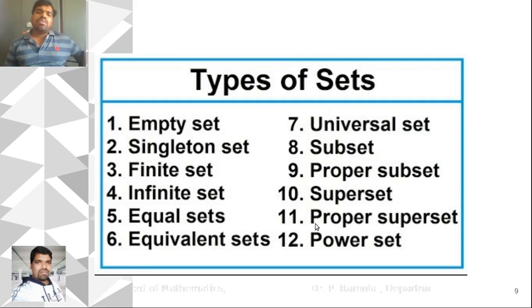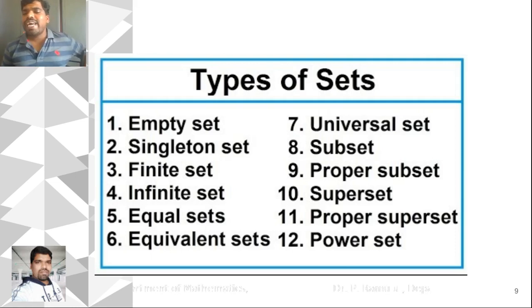Power set. Suppose S is equal to {1, 2, 3, 4, 5}. The set of all subsets of S is called the power set. Take a simple example: suppose S is equal to {1, 2} only. What is the power set of S? The power set of S, denoted P(S), is equal to the empty set, singleton 1, singleton 2, and {1, 2}. These are the elements of the power set of S.